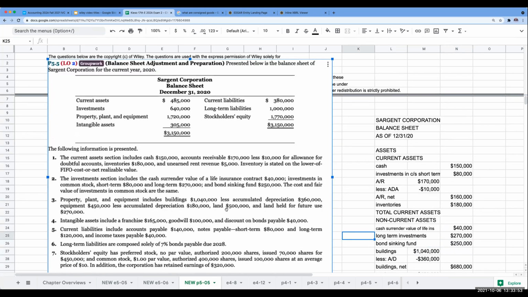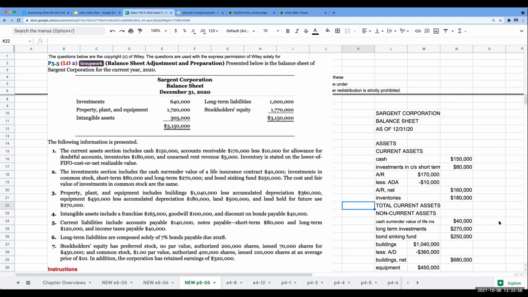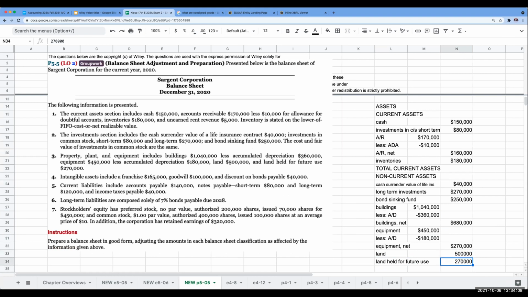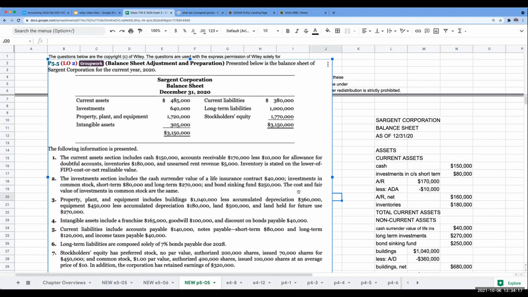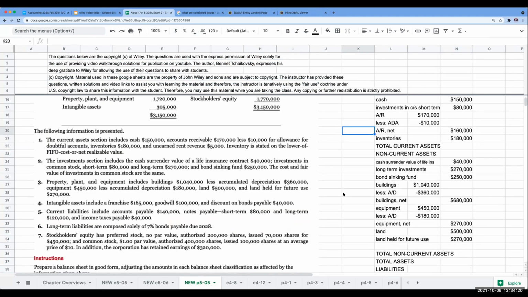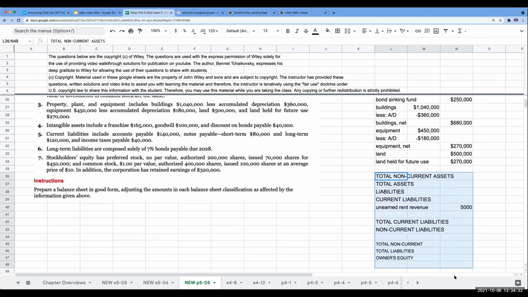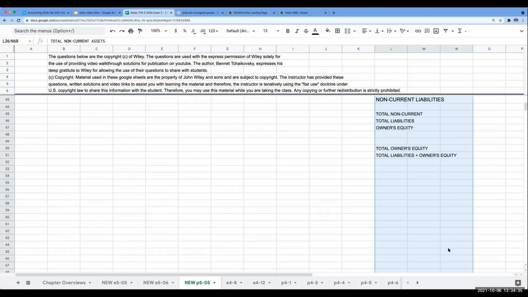The next one is land at 500,000 and land held for future use was 270. Land held for future use. So what's the difference between those two? Well, land is where the building is sitting. And then the land held for future use, what is that exactly going to be? Well, that's land that we're going to be using at some point in the future for our operations. We're separating it because it's not that this land is used for speculation, but we're just going to be using it in the future. Okay, we got some more non-current assets. We're going to give ourselves a little bit more breathing room.